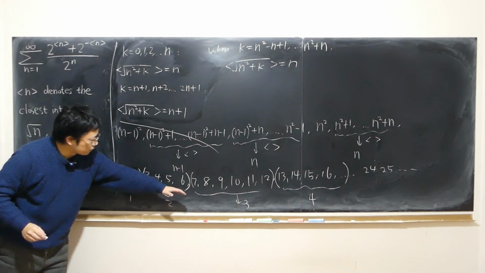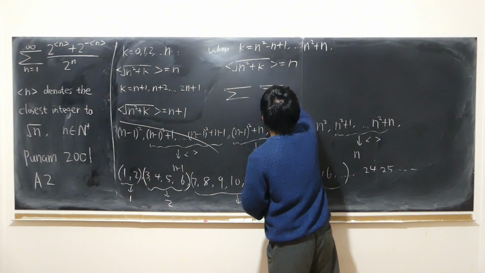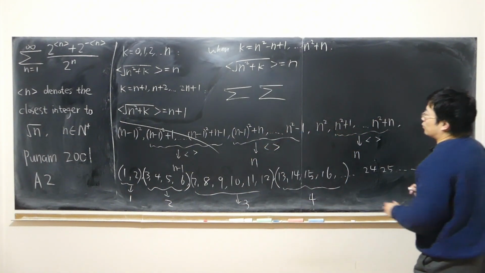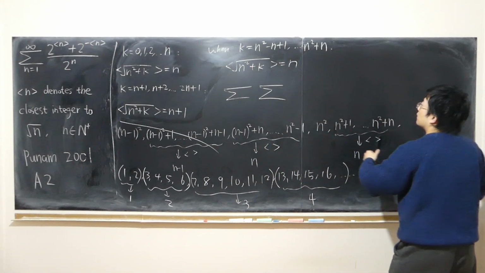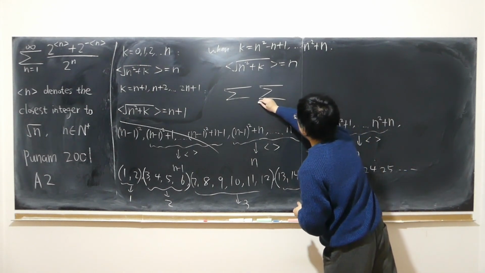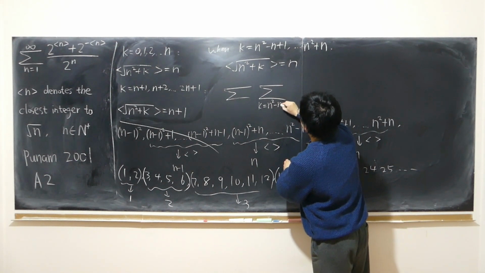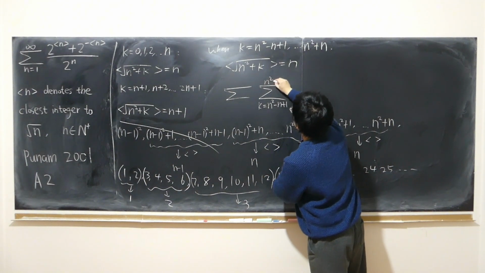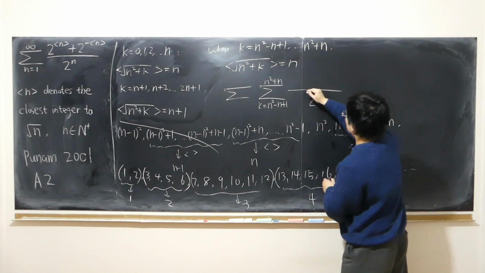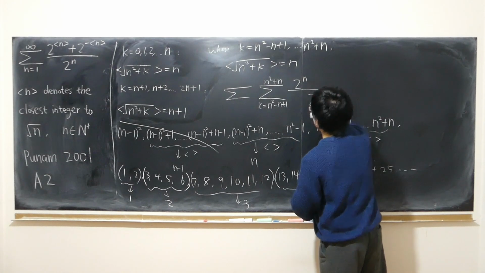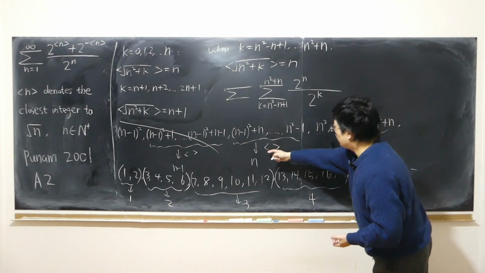So here n is changing: 1, 2, 3, 4. All we have to do is work out, first, the sum over k from this number all the way up to this number. Inside here, this k is changing, but the top is constant, 2 to the power of n. Because if you fix some n, from this number onwards up to this number, it's always n.